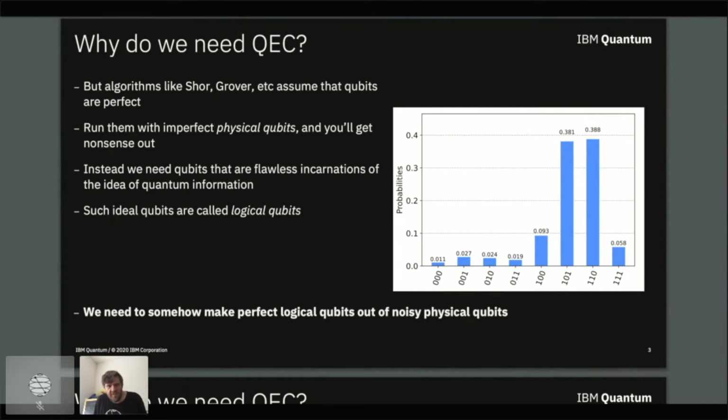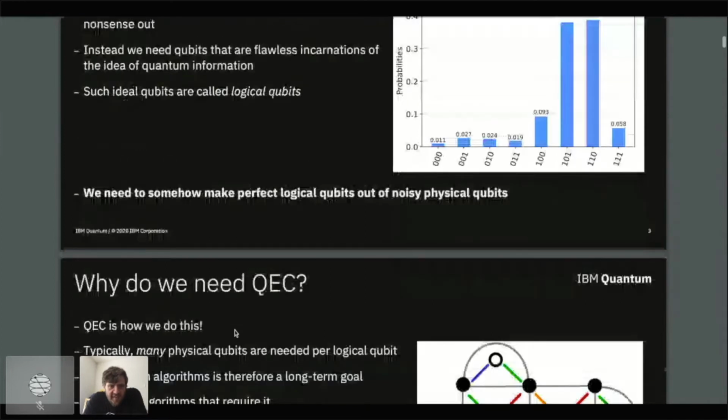Or we can try to use the physical qubits to somehow build a logical qubit. So in some ways, to make something that is more than the sum of its parts, to take many noisy qubits and somehow out of that make a noiseless qubit. And that is the idea behind quantum error correction. So yes, quantum error correction is how we do this.